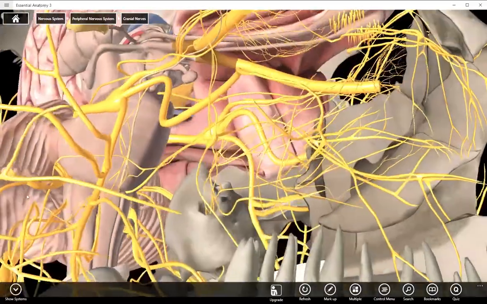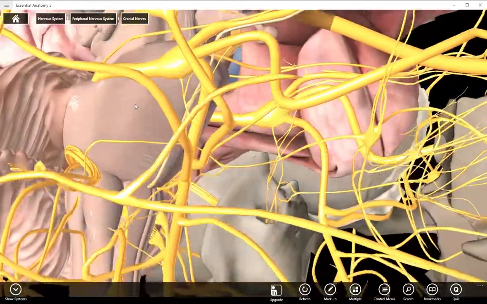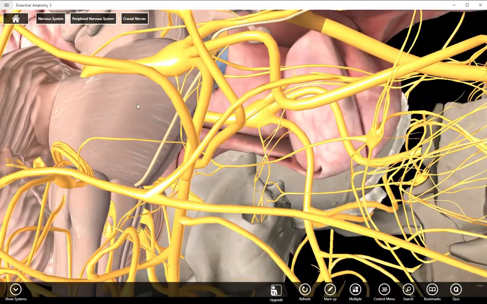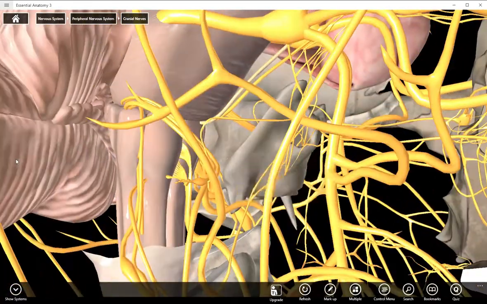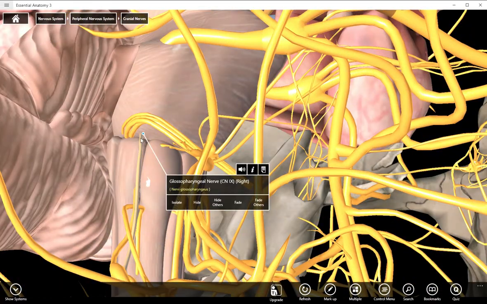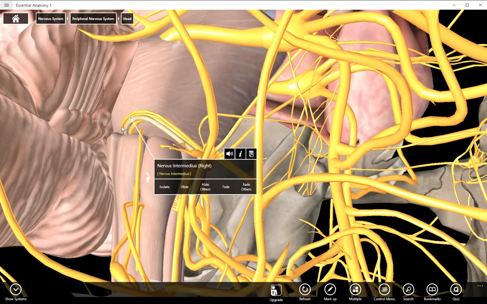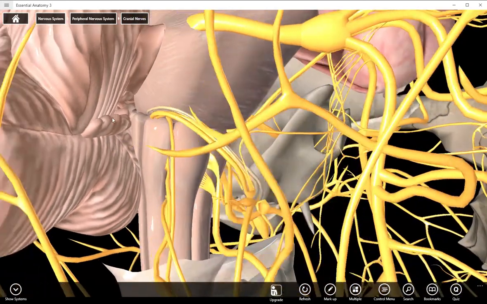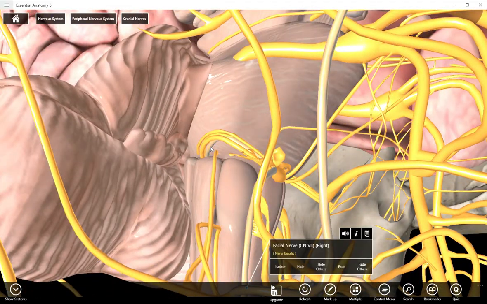Then we move laterally from there, and we should find, with any luck, oh boy, this is exciting. We're on a bit of a hunt here. You should find two nerves a little bit more laterally. Okay. Oh no, that's glossopharyngeal. I'm looking for facial. Oh wow, look at that. Okay. So here is facial nerve.